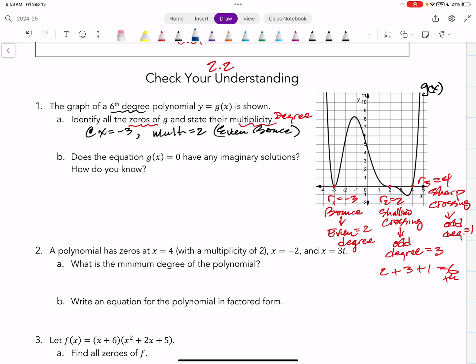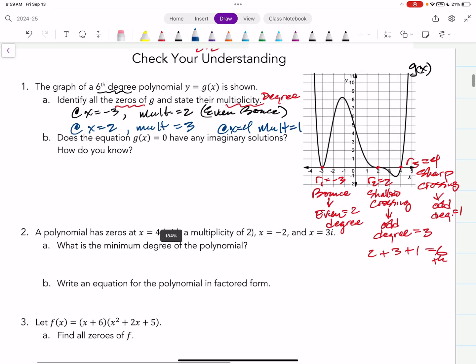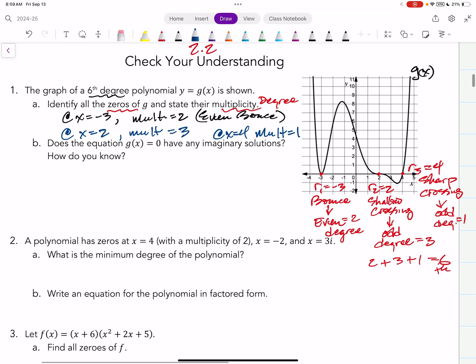So on the other one here, at x equals 2, the multiplicity is 3, and then at x equals 4, running out of room here, we have multiplicity of 1 because there's a sharp crossing. I repeated myself a little bit there, but you got the idea.